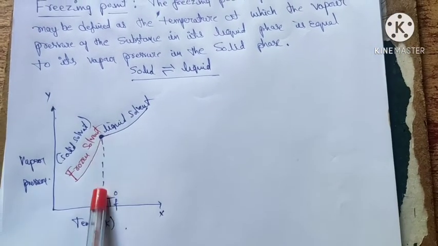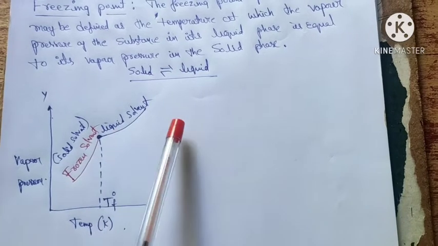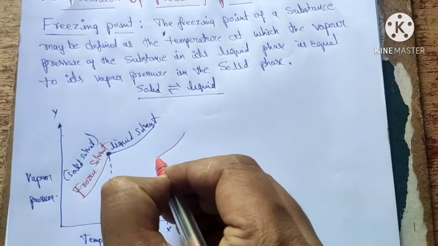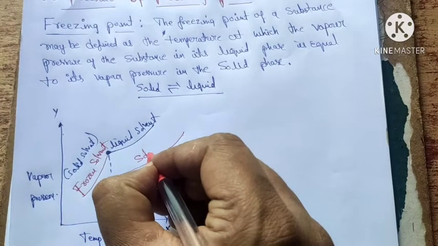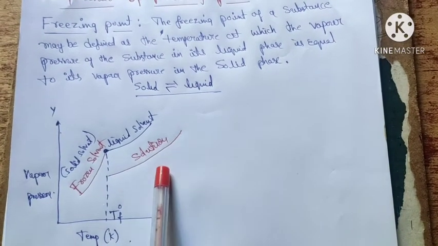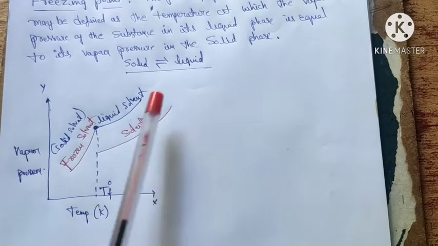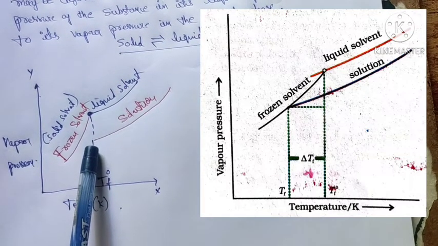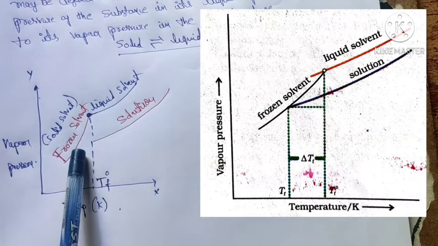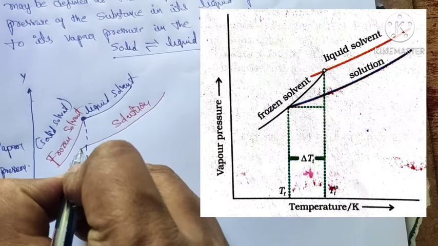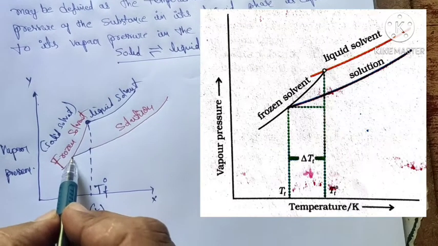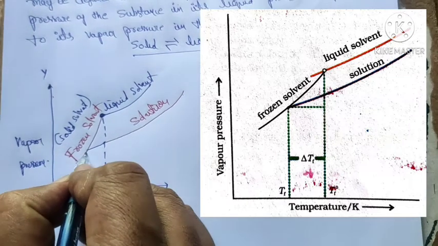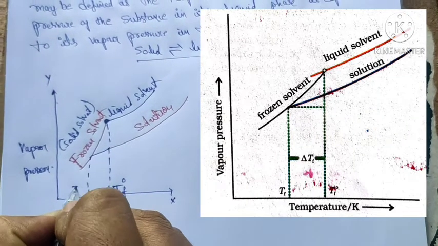This point is solid. Okay, so when we take a solution, the non-volatile solute and solvent, the vapor pressure of the solution goes on decreasing. This line is the solution at lower temperature. When the solution reaches this point, then further we lower its temperature or solidify it, it reaches this point, the frozen solvent. Okay, this would be called TF.